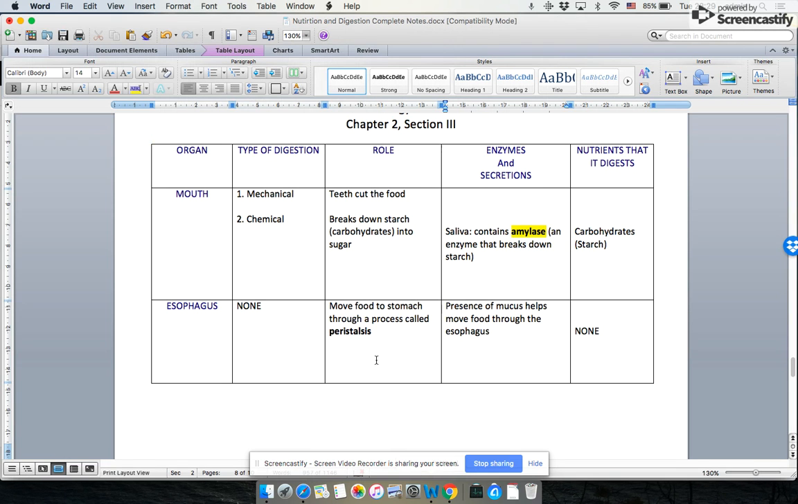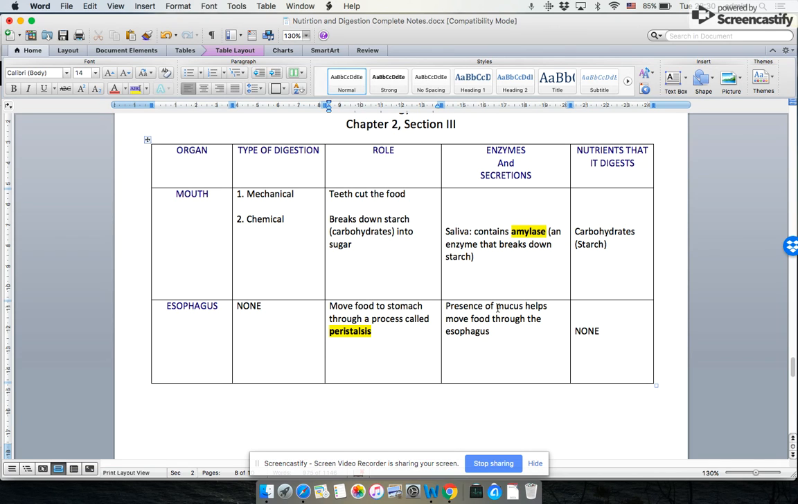If we go back to our table, we'll start with the esophagus. Now, the esophagus, no digestion takes place there. It's simply a tube that allows the food to move from the mouth to the stomach. This is done through a process called peristalsis, which is basically the esophagus with its muscles squeezing the food downwards towards the stomach.